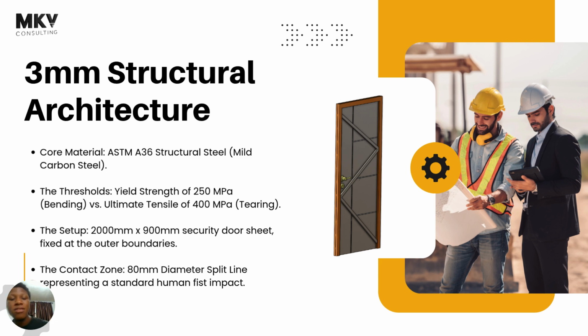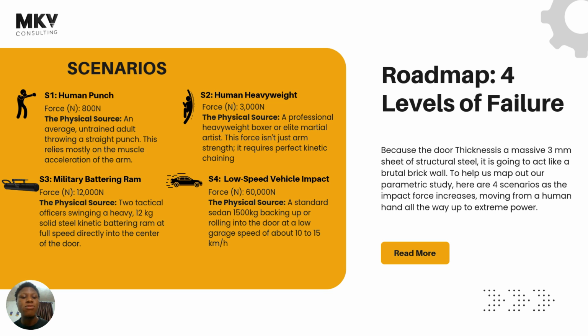Now, let's talk about the first scenarios. The first scenario is a human punch. Second scenario, same human punch but from a heavyweight boxer. Third scenario, a military battering ram. And the fourth scenario would be a car, a high speed impact vehicle. Okay, now let's talk about the human punch.